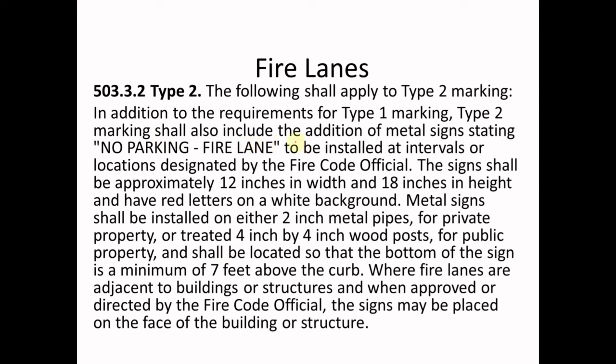The type 2 fire lanes really are just signs. They're the addition of metal signs that are placed every specified distance. In addition to the painting on the ground, these signs are placed on posts as designated by the fire code official.